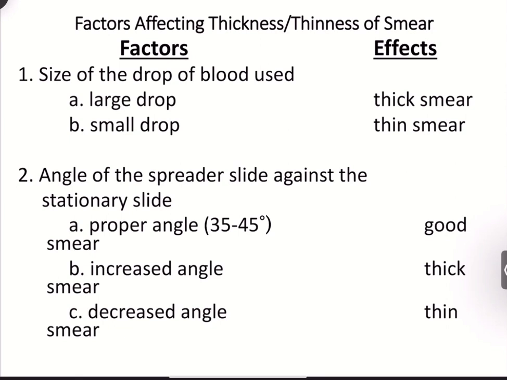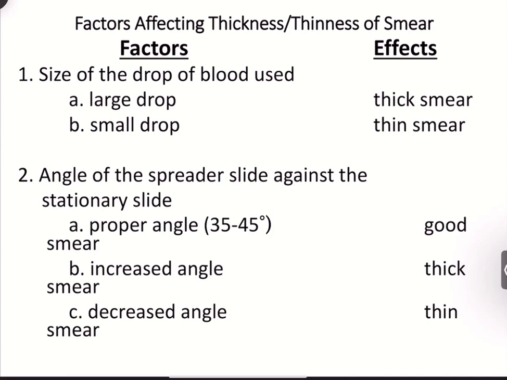Too large, the blood is too thick, and you cannot produce a feathery edge in a large drop. With a small drop, you can produce a feathery edge but it's too thin. It's so thin that you cannot have a good number of cells in one field.